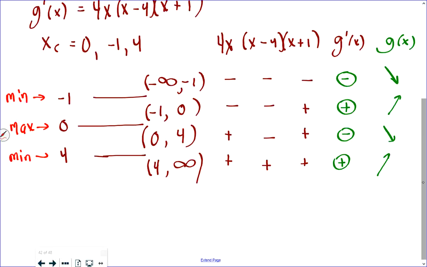I better be careful here. In other courses, I'm not too concerned about this kind of language, but when I say min and I have an arrow, I'm not saying the minimum is -1. The minimum is f of -1. You have to put -1 into the function.